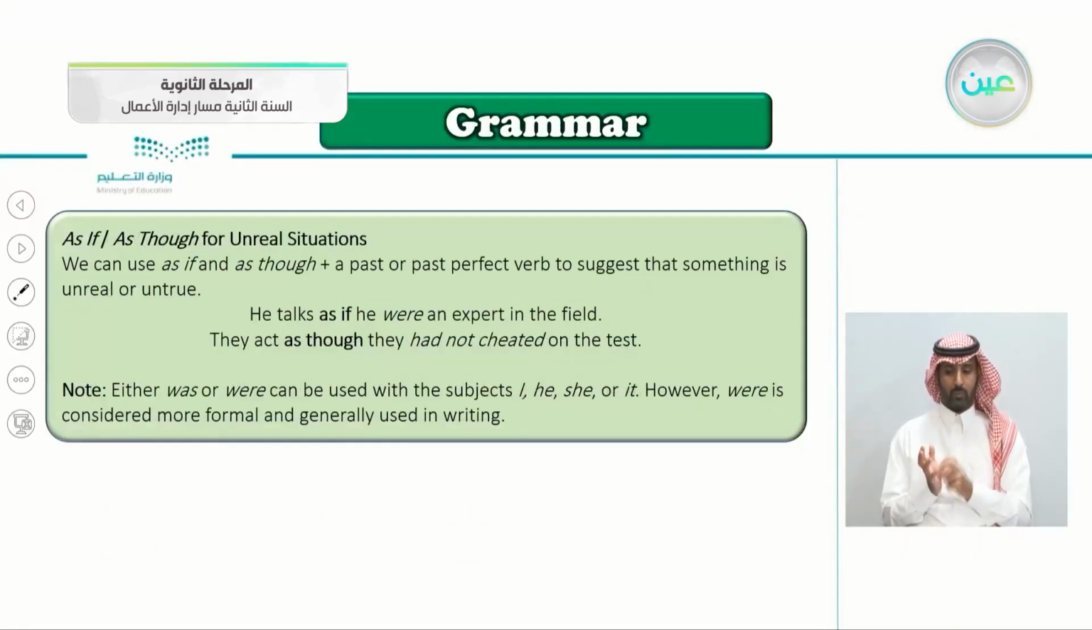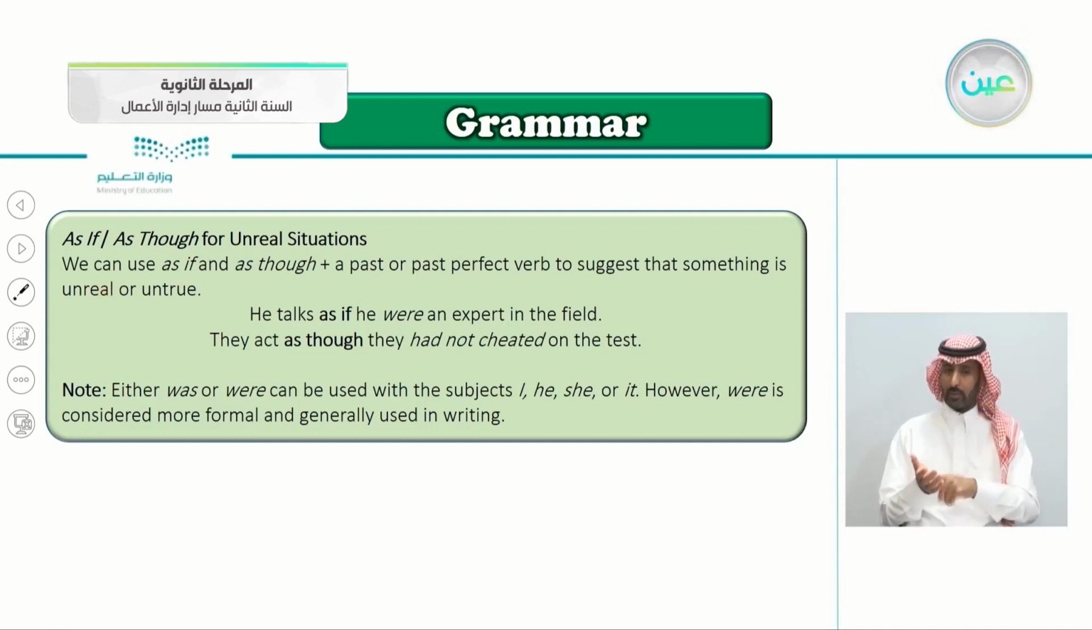Jumping on to another part here, as if and as though for unreal situations. Unreal, from the name itself, not real. We can use as if and as though plus a past or past perfect verb to suggest that something is unreal or untrue. Again, we can use as if and as though plus a past tense or a past perfect tense verb to suggest that something is not true, not real.